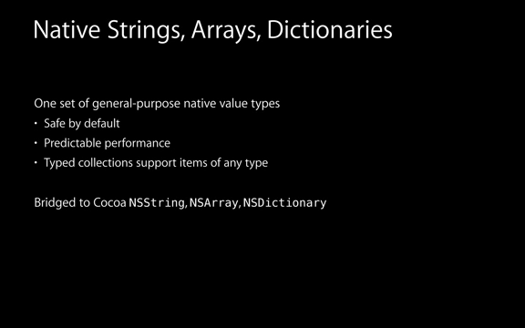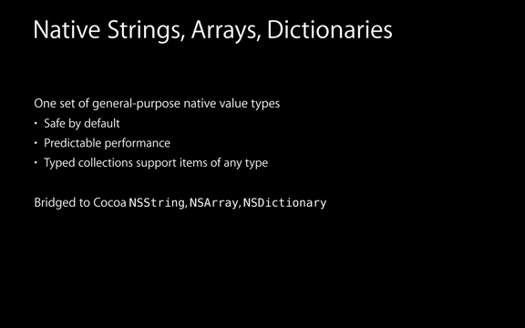And of course, we want arrays and dictionaries to be collections, and they need to be strongly typed collections that work with any type. We can't limit them just to objects because sometimes you need an array of strings or ints. And we don't have a C to fall back to for the cases where the other tools don't work. This is it. Now, to support having this one set of general purpose native value types, we're going to bridge from Cocoa's NSString, NSArray, and NSDictionary into the Swift native equivalents.